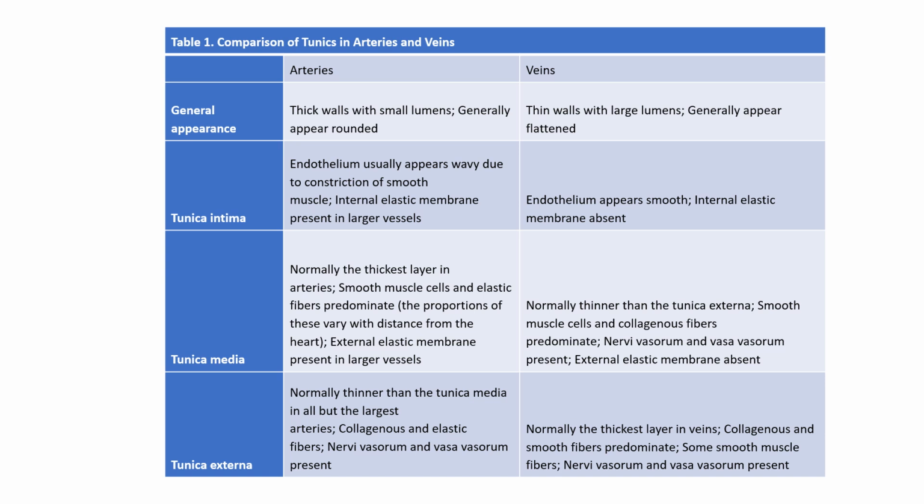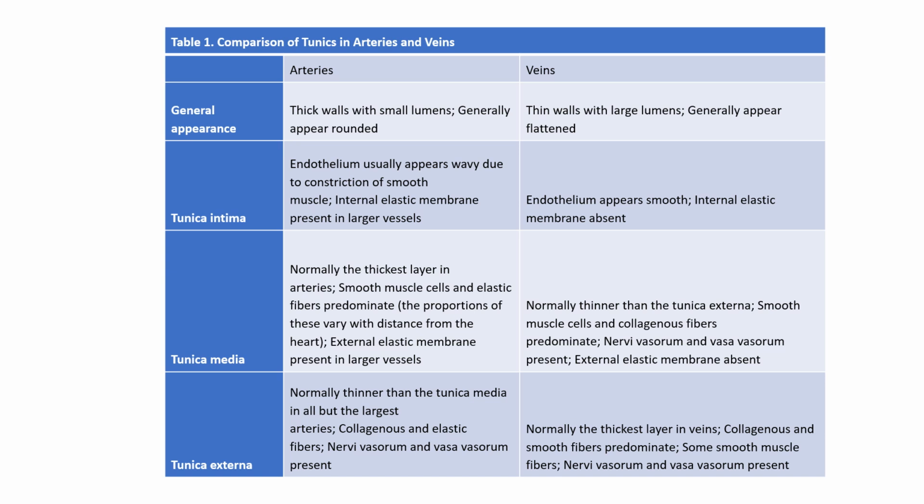And the tunica intima is an endothelium which usually appears wavy due to the contraction of smooth muscle, and an internal elastic membrane is present in the large vessels. But in the veins, the endothelium appears smooth, and the internal elastic membrane is absent.